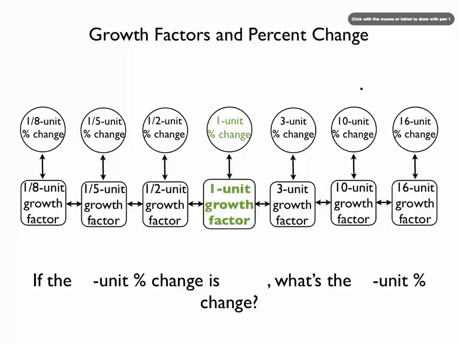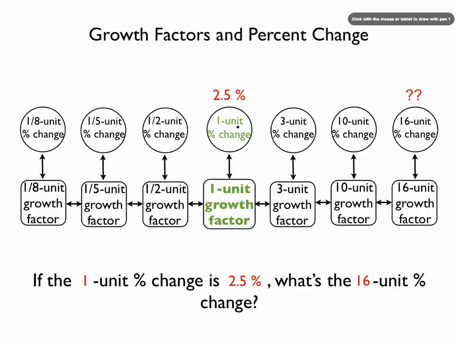I just explained that. We don't have to do that again. Okay, so what's the moral of the story? If you want to get, say, from the 1 unit percent change to the 16 unit percent change, I've given you a map here. You just need to stay on the road. If you just stay on the road, you can do it.